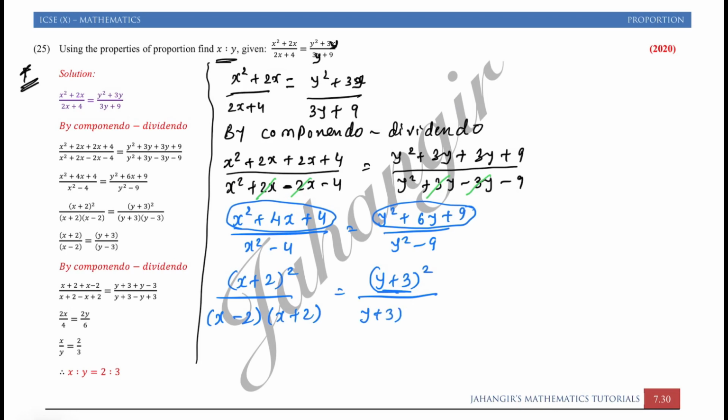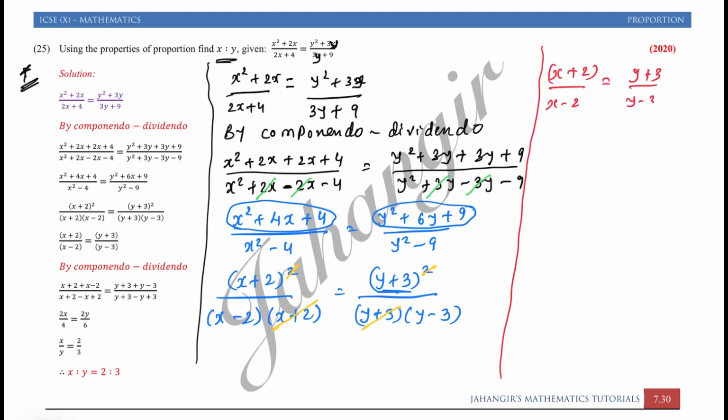Y plus 3 into y minus 3. So I can cancel this term and this term. I can cancel this and this. I can cancel. Now whatever is left, let me write down. So we get x plus 2 upon x minus 2 is equal to y plus 3 upon y minus 3.